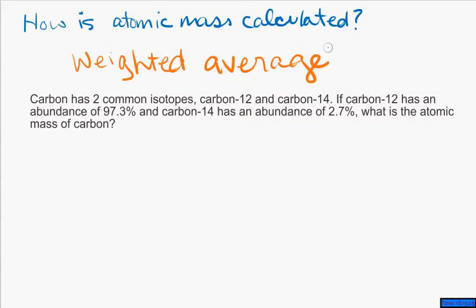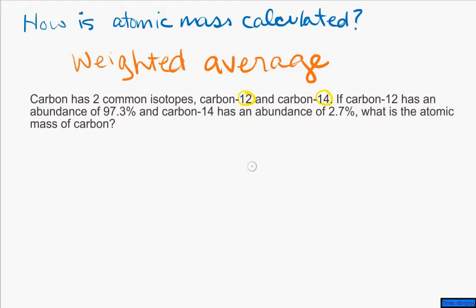Carbon has two common isotopes, carbon-12 and carbon-14. Remember, the 12 and the 14 there represent the mass. So the 12 is the mass number for carbon-12. The 14 is the mass number for carbon-14. And that represents the protons plus the neutrons in each of those atoms.